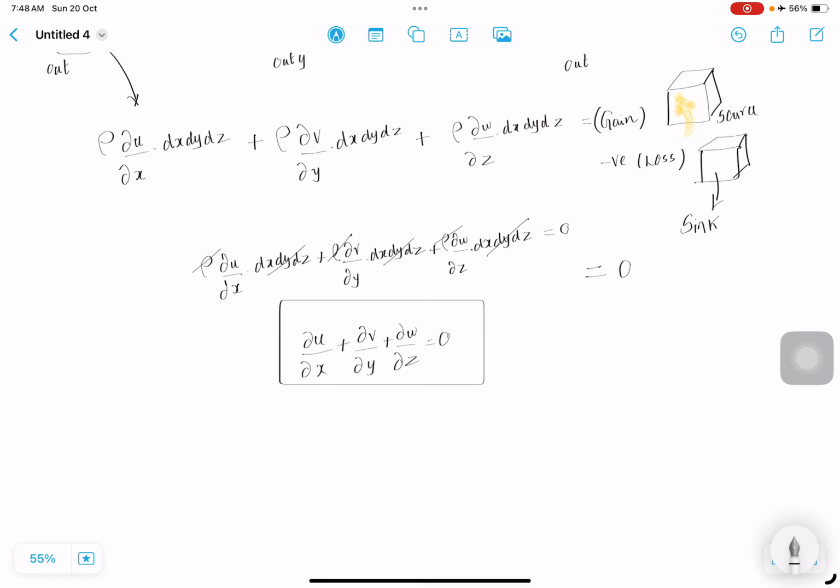Now, let us consider the flow along the x direction. Let us say that we consider the flow along the x direction. Let us say, what is driving this flow?